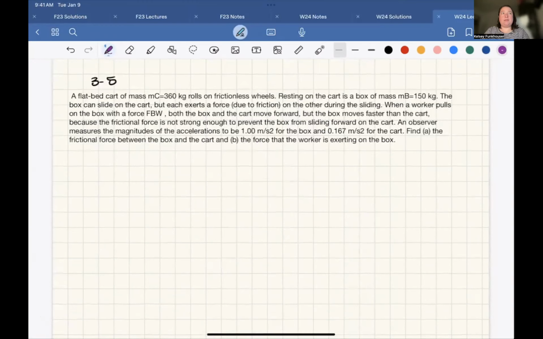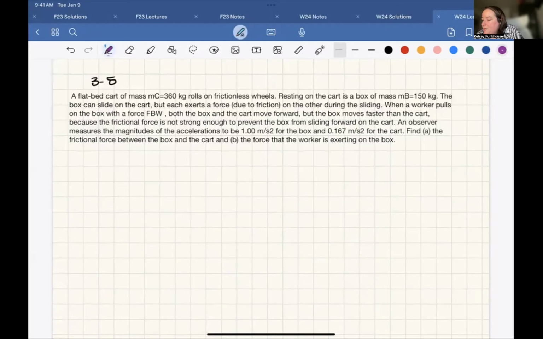Next up, we have a flatbed cart of mass B, 360 kilograms, rolls on frictionless wheels. Resting on the cart is a box of mass B, 150 kilograms. The box can slide on the cart, but each exerts a force due to friction on the other during the sliding. When the worker pulls on the box with force FBW, both the box and the cart move forward, but the box moves faster than the cart because the frictional force is not strong enough to prevent the box from sliding forward on the cart.